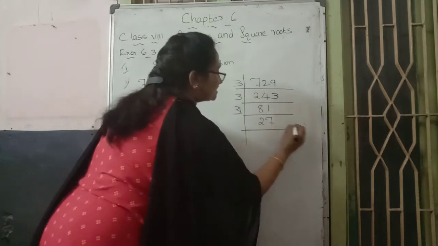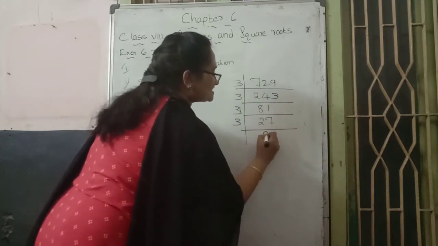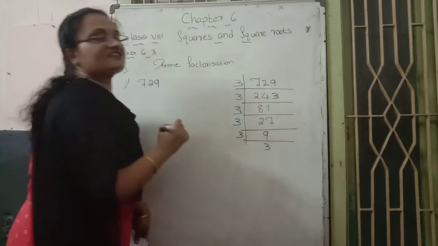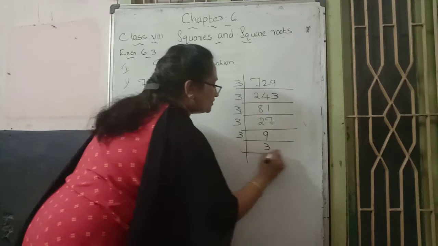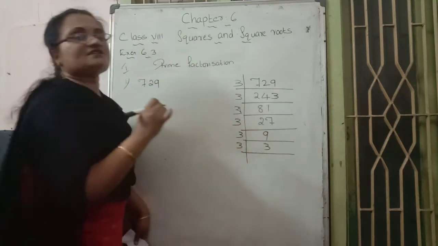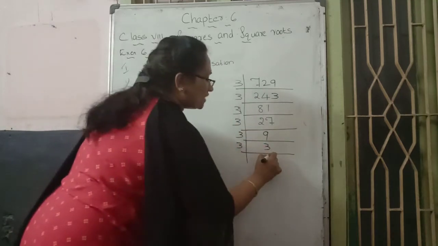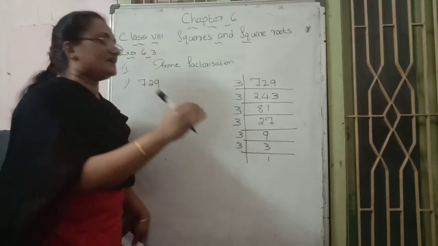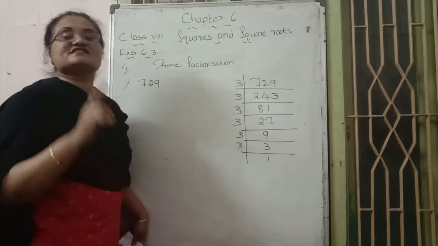Again continue with the 3. 3 table 27, 9 times. Again continue with the 3. 3 table 9, 3 times. Again continue with the 3. 3 table 3, when we get 3 into 1 becomes 3. So our aim is to divide and divide. Finally we reach the answer as 1.